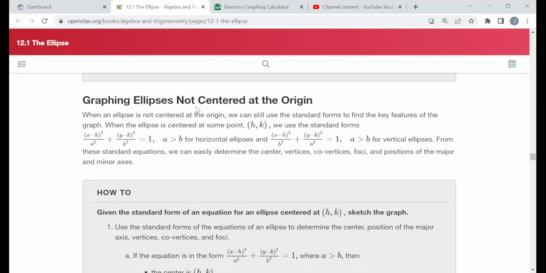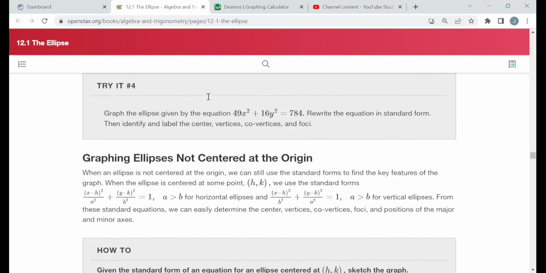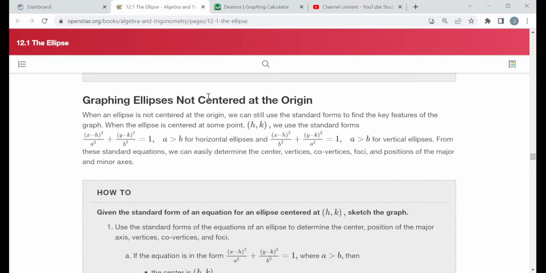My assumption for this video is that you have either watched my previous videos on section 12.1, where I graphed ellipses centered at the origin and wrote equations for ellipses centered at the origin and not centered at the origin. So I'm assuming all that. If you haven't, please watch those videos or look back at previous material from this section.